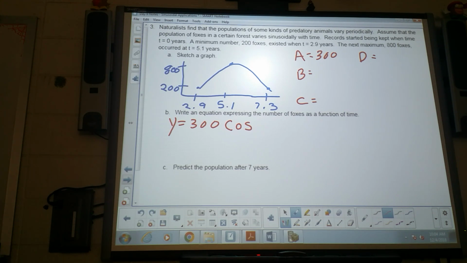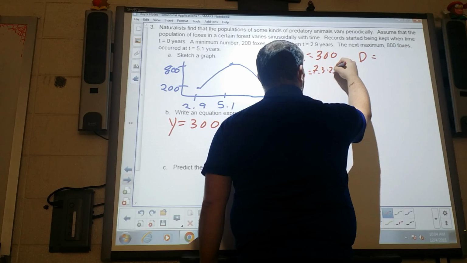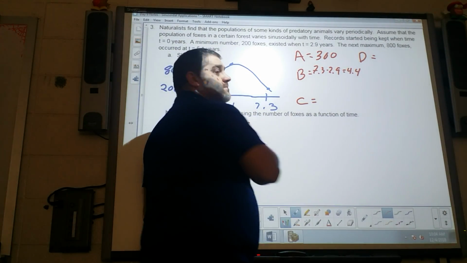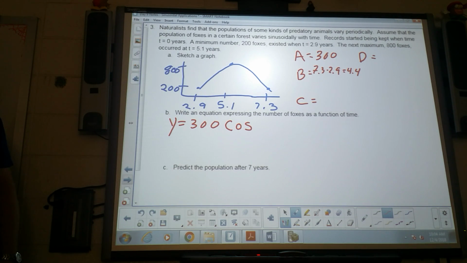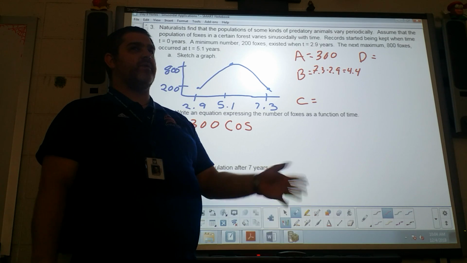For the b value, how would we find the b value? 7.3 minus 2.9, which is 4.4. Can't you just find the middle by how we found the middle? But we don't know what x value that's going to go with. That's the problem. Because we don't know where it's going to hit between those ones, so it gets a little shaky for us there. That's why we're avoiding that one.